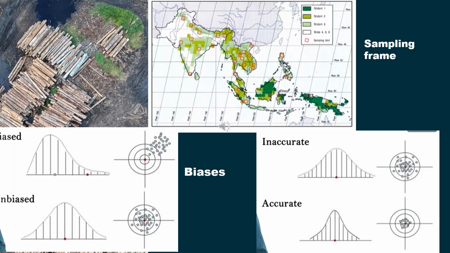And for doing this, we need to choose the sampling frame. The sampling frame is just the range of the sampling that can be a political or geological or an administrative boundary. And we always need to specify in our research paper or report the sampling frame.